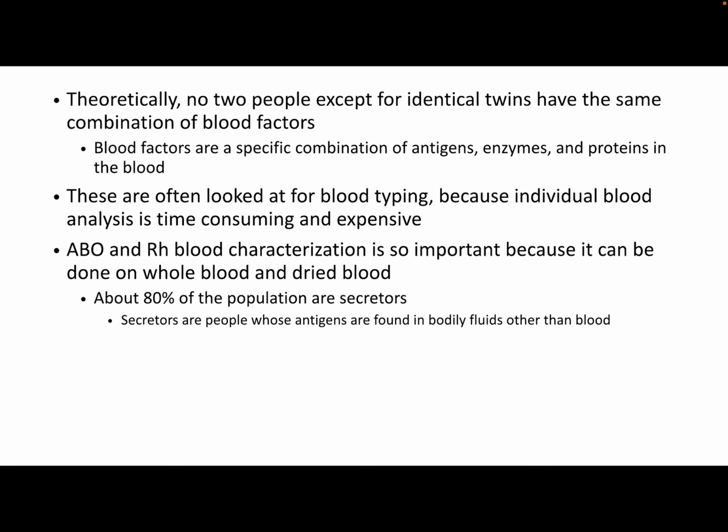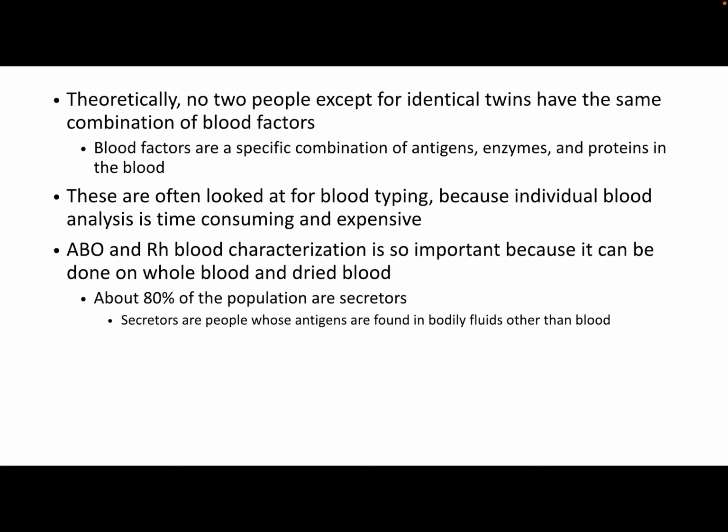And whenever we find blood at a crime scene, it may not be appropriate to scan its DNA unless we have something to compare it to. But one of the quick and easy things we can do is look at blood typing, because individual blood analysis is time consuming and expensive. So if we're able to narrow down our suspect field based off of blood type, it's going to save us time and money throughout the investigation.